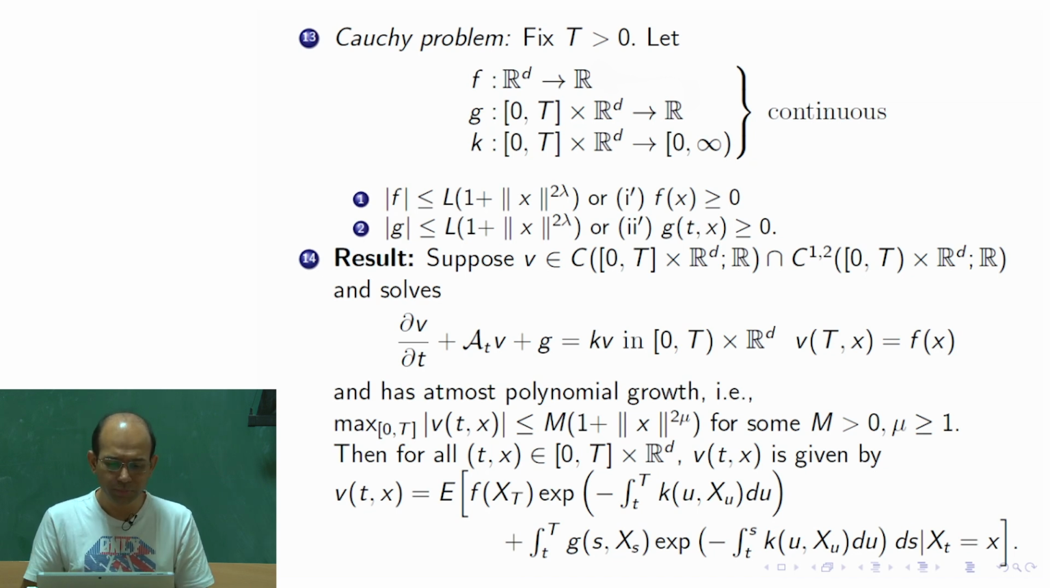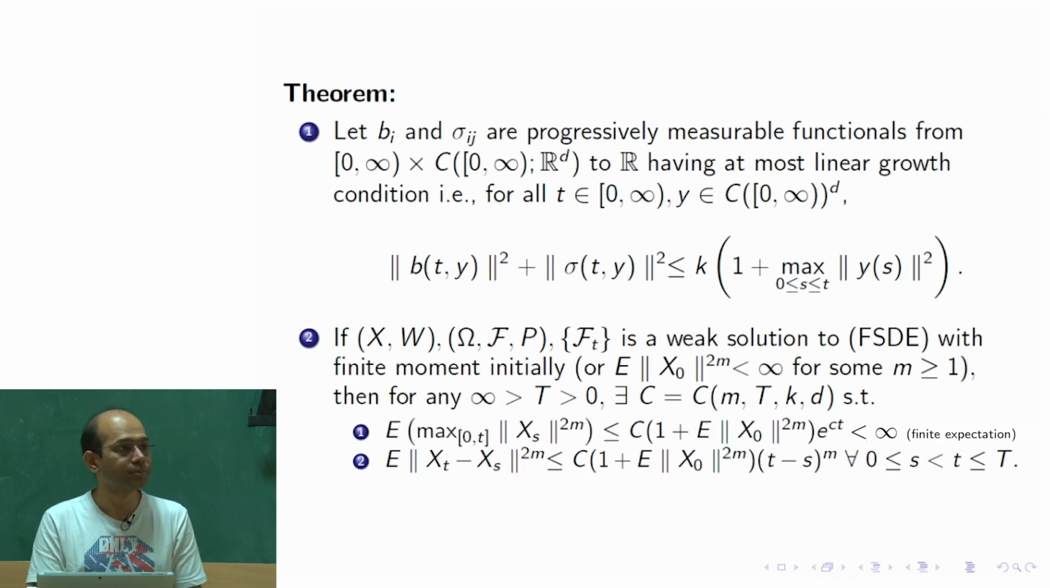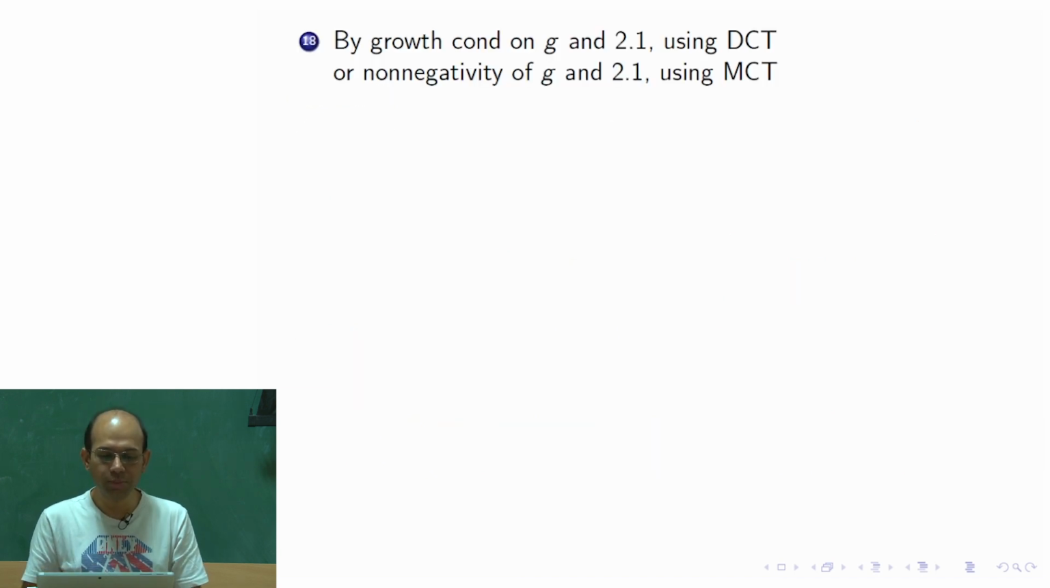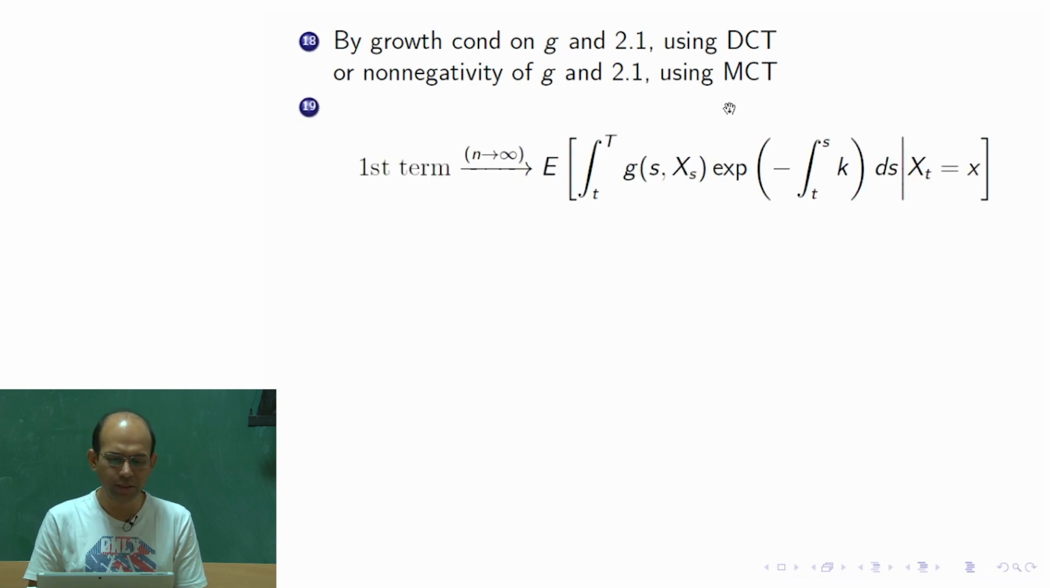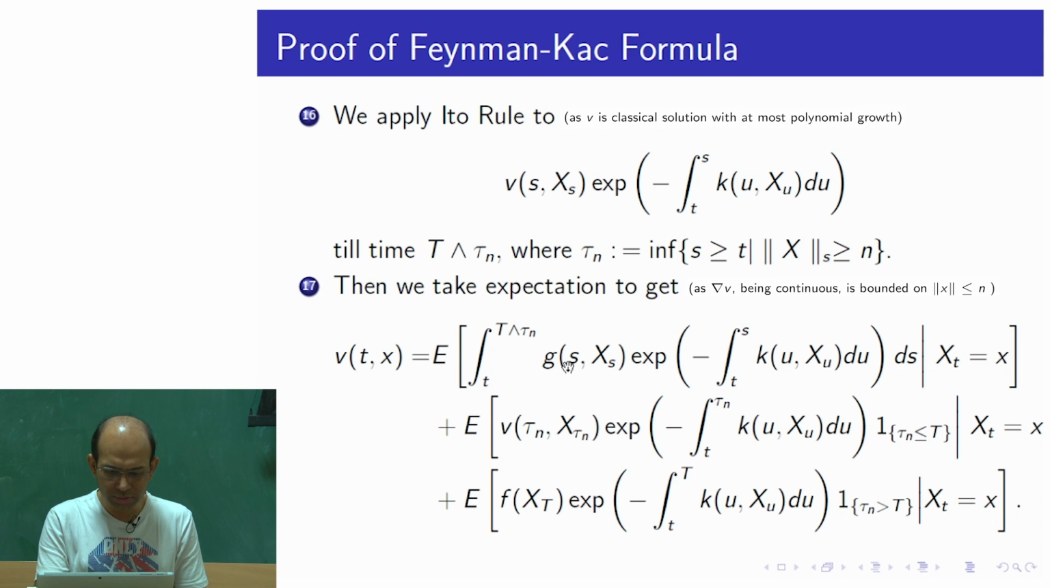Okay, so here we use the growth condition of g and 2.1, that means the thing which we have proved in the first half of the lecture. So these two things we are going to use now, and we use the dominated convergence theorem. Here I am noting that if the other alternative condition holds, that we do not put a growth condition on g but non-negativity, then we can use the monotone convergence theorem. So how do we do that? Term by term, correct? So first term, second term, third term.